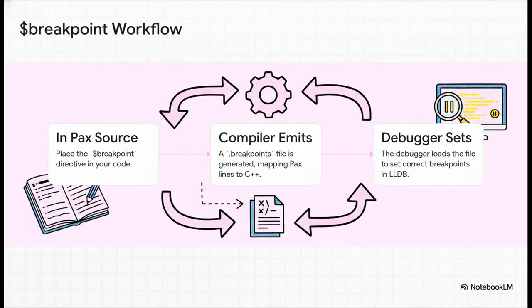The way this works is just so incredibly elegant. You don't have to fumble around with the UI. You just write a $breakpoint directive right in your code. That's step one. The compiler sees this, and after it builds everything, it creates a separate little .breakpoints file. This file is just a map that says, hey, line 42 in the Pax file corresponds to line 350 in the C++ file. Then the debugger just reads that file before it starts and tells LLDB exactly where to pause. It's a simple, brilliant, and really robust system.